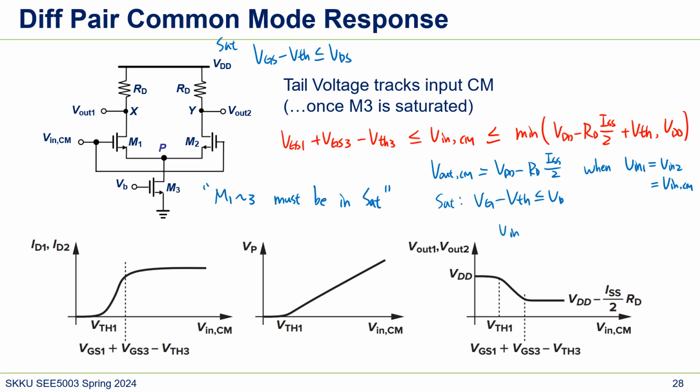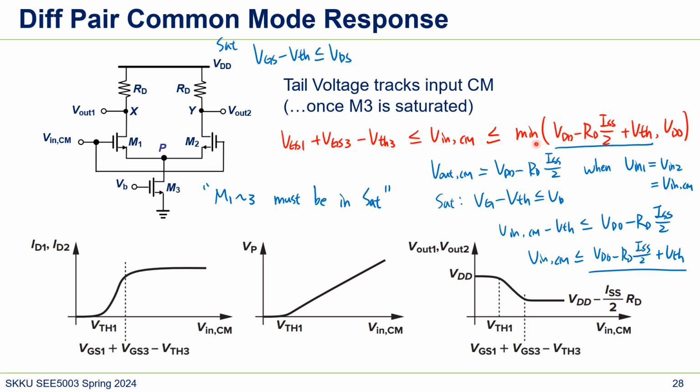So this is also what we can get to be in the saturation region. VG is V in CM, minus VTH, and VD is always this actually, because of this current source. This current source flows ISS, and that's why ISS over 2 will always flow here. So that's why this is VD. So it gives us that V in CM should be smaller than VDD minus RD ISS over 2 plus VTH. That's why we got this here.